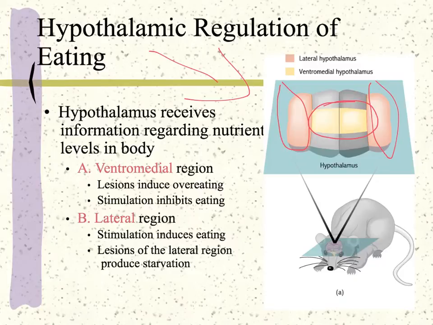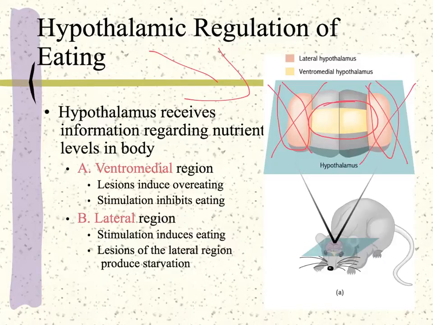The ventromedial hypothalamus, which is located in the interior of the hypothalamus, is what makes us feel full. All right. So if we keep eating because of the secretions of the lateral hypothalamus, the ventromedial hypothalamus will eventually shut down the lateral hypothalamus, giving us a feeling of fullness, so we will no longer eat.